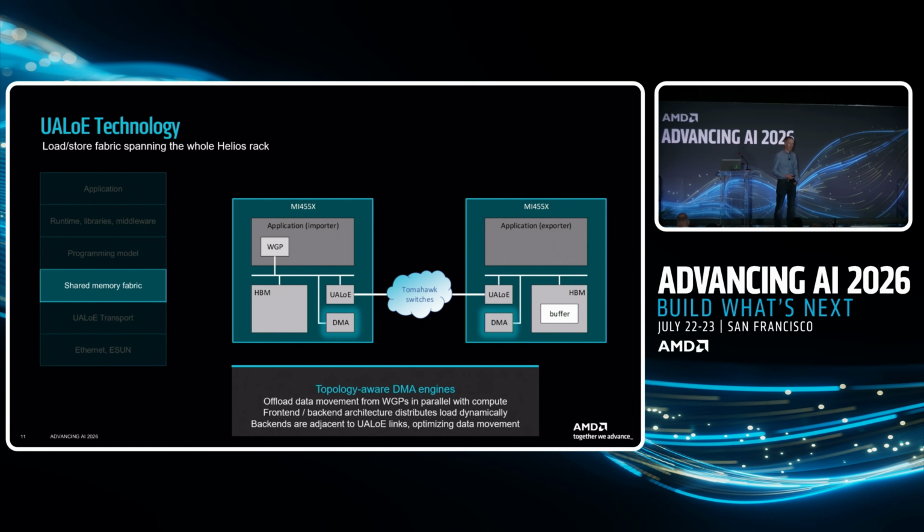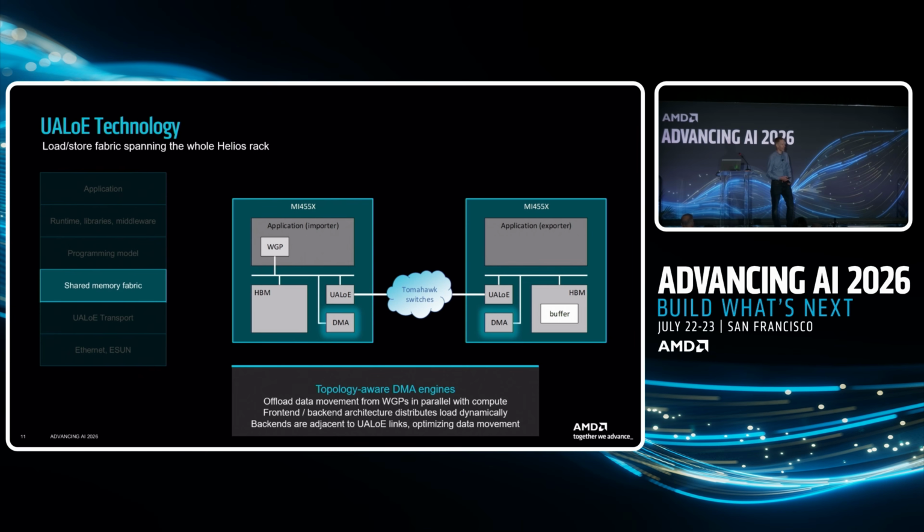Now, I want to highlight one aspect of the DMA because it's a huge improvement compared to previous generations. The key innovation in the DMA is that it has a split DMA architecture with front ends and back ends. So applications submit DMA data transfer requests to the front ends. Front ends will take those requests, split them into smaller chunks, and then distribute those chunks to multiple DMA backends.